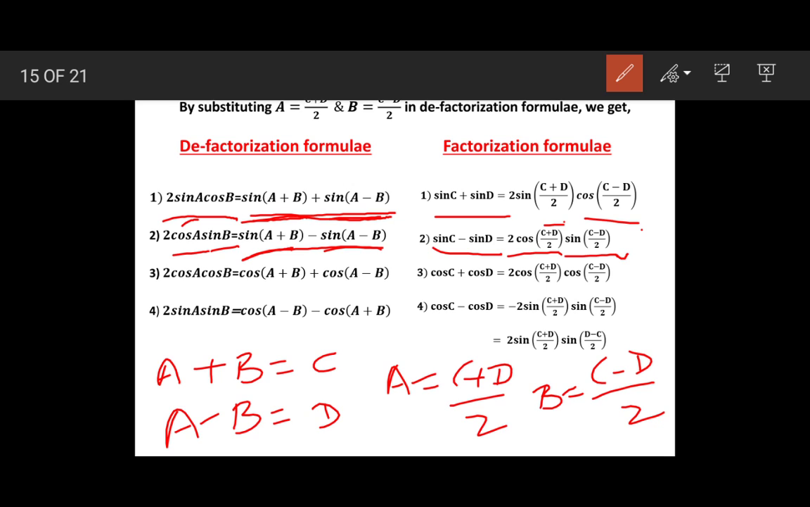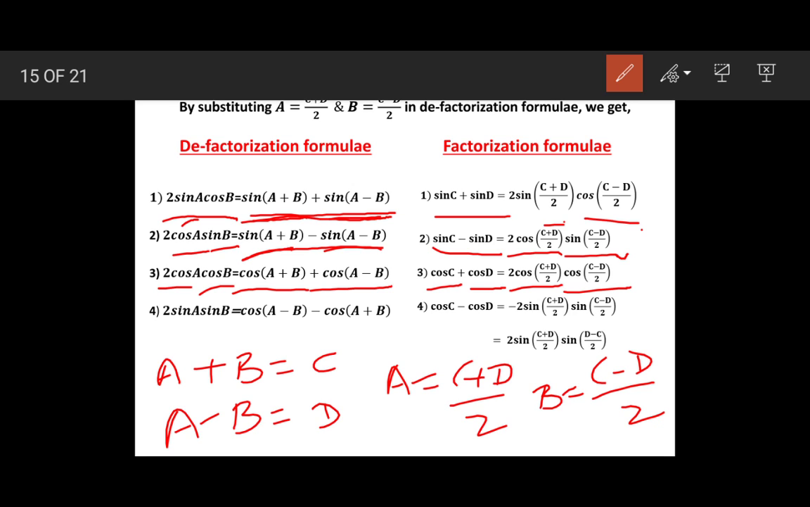Okay, the third defactorization formula is cos (a plus b) plus cos (a minus b), means c plus d, that is equal to 2 cos (c plus d) upon 2 into cos (c minus d) upon 2.